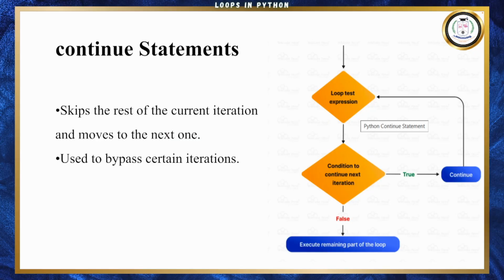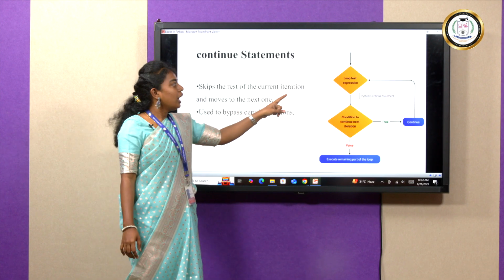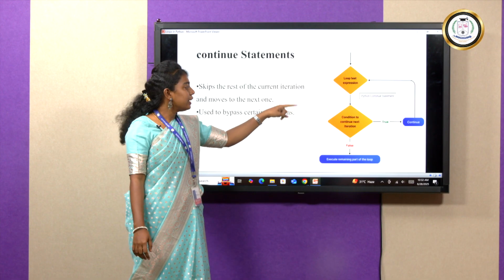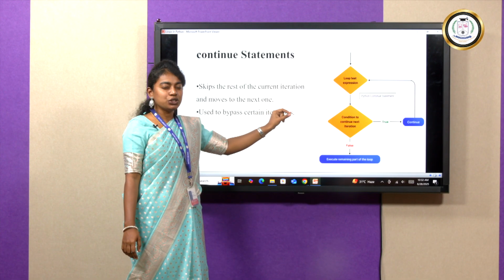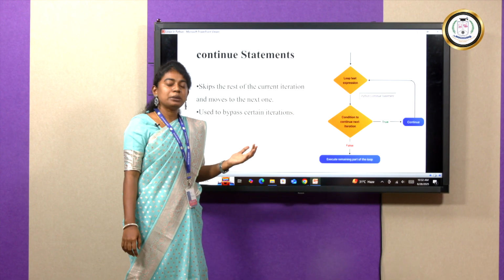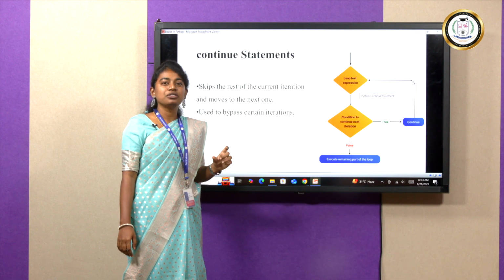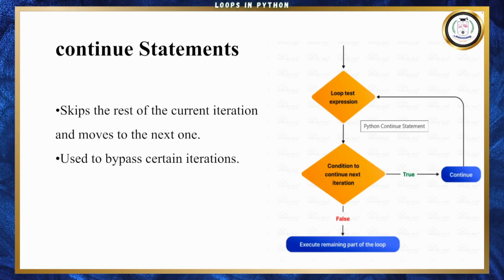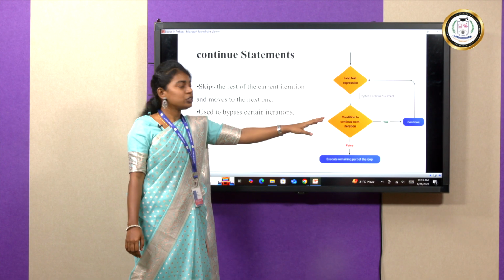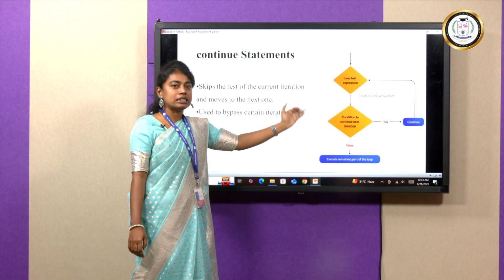If you want to bypass any particular statements in your loops, we can use the continue statement. Here in the flowchart, you can see you have the loop test condition, followed by the condition for the continue. Same as for the break statement, for the continue statement you have to give a condition. If the condition is true, the loop will skip that particular iteration, go to the beginning of the loop, and start executing.